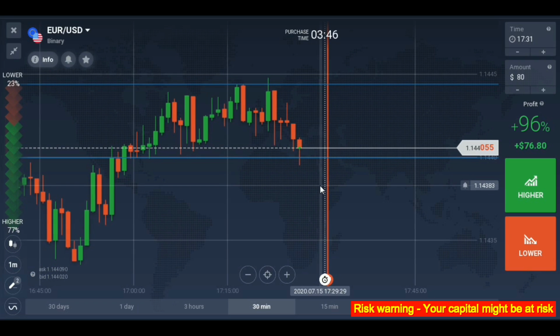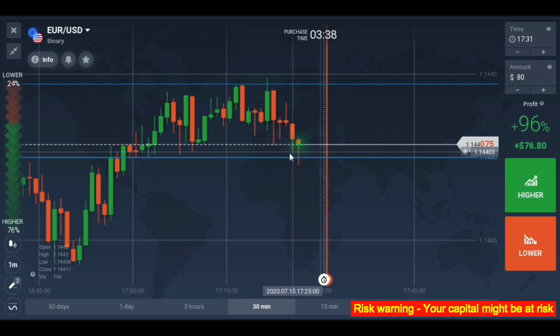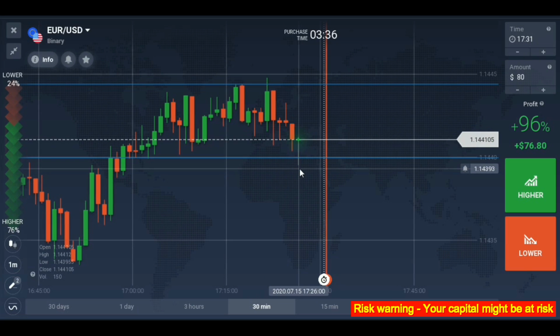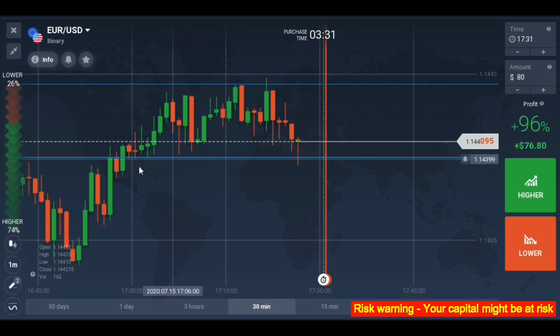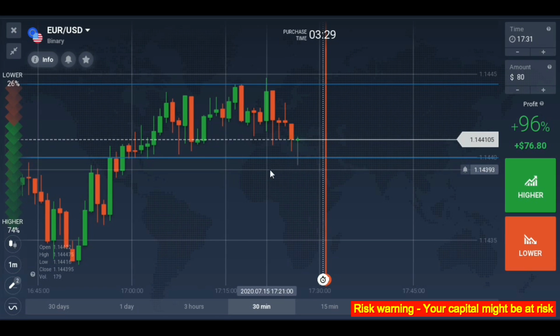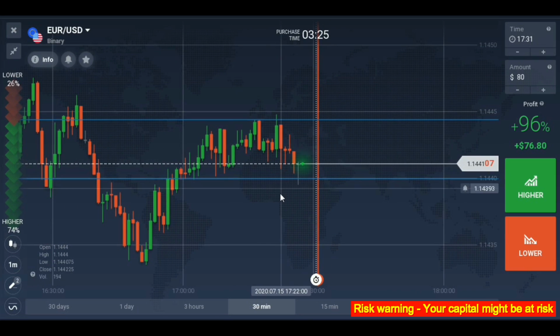Let's wait. So the market is reversing from that level. There is a support level. This is a support level. Buyers are fighting here also. There is constant rejection from these levels. You can see so many rejections from that very level.